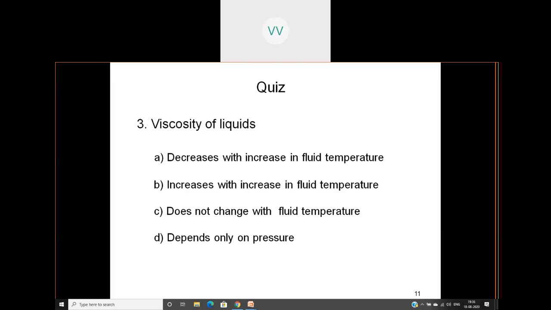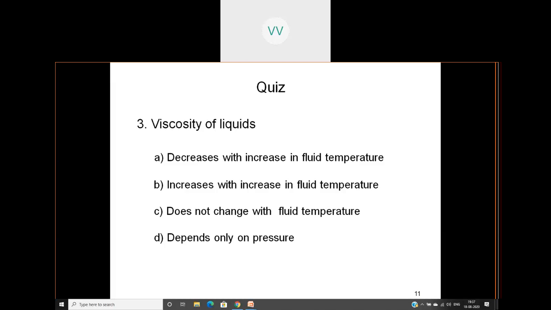When you feel or touch it, you will feel it is very sticky. That means it is very viscous, and the molecules are closely packed. So what happens to the viscosity when temperature is applied? Does it increase with the increase in the fluid temperature? This is not correct. The viscosity decreases with the increase in the fluid temperature. So this option is correct.